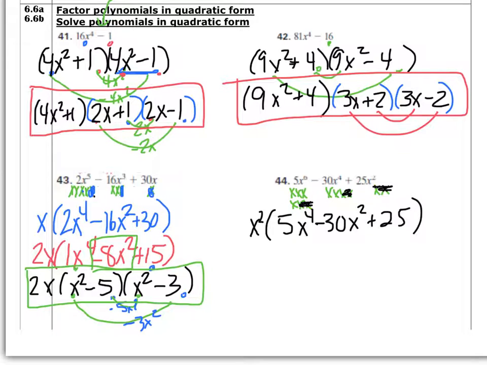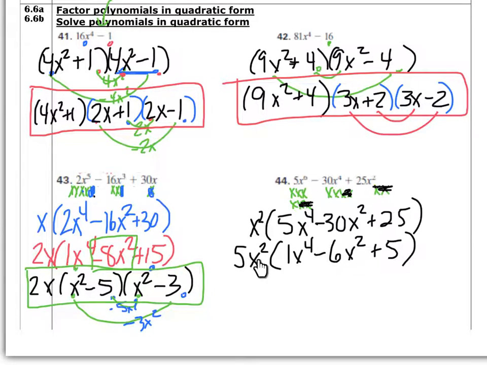Now before you go further, see if you can pull out a multiple out of all 3 of these values. You can easily pull out a factor of 5. So let's pull out a 5 and put 5x squared. So 5 divided by 5 is just 1. Negative 30 divided by 5 is a 6. And 25 divided by 5 is 5. So 5x squared is good.